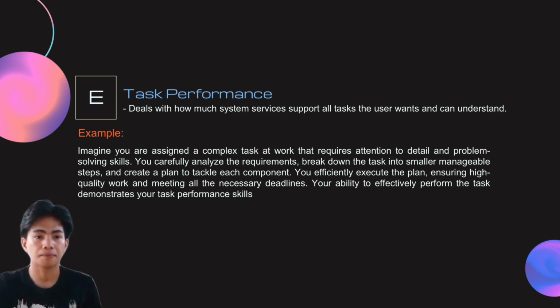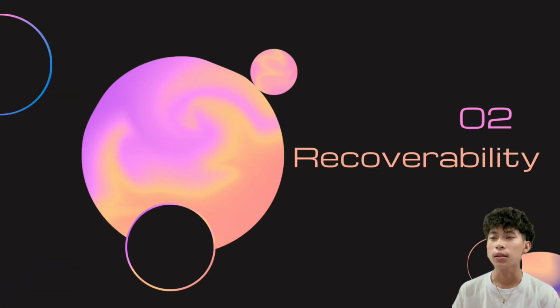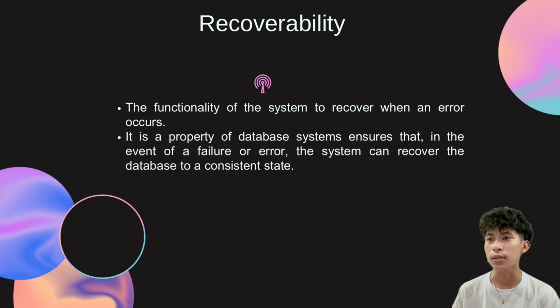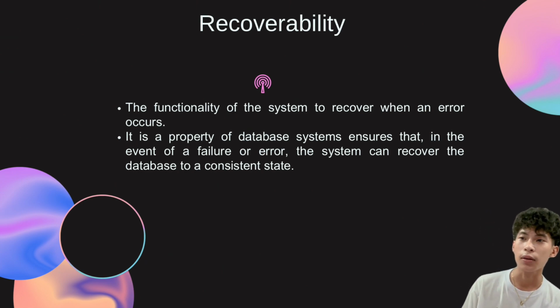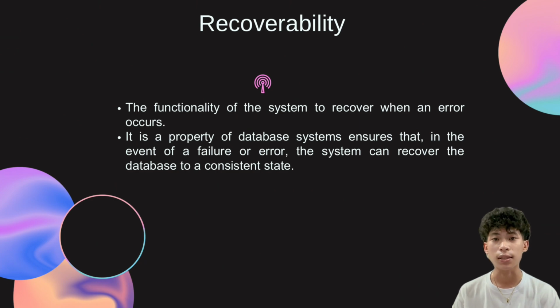That's all. What is recoverability? Recoverability is the functionality of the system to recover when an error occurs. It is a property of database systems that ensures that in the event of a failure or error, the system can recover the database to a consistent state. So in short, it is all about being able to bounce back from failures or errors without losing important data.